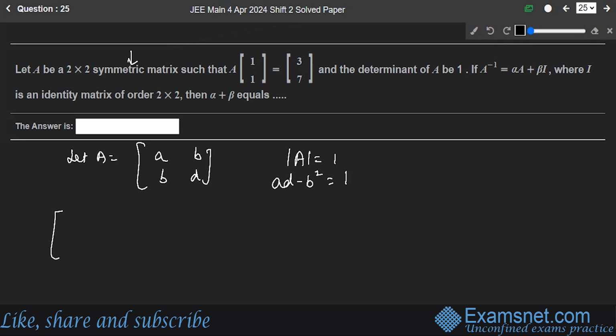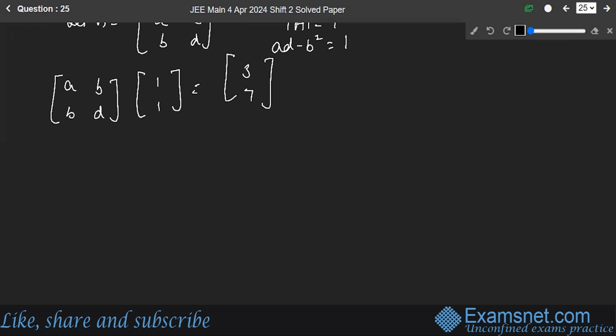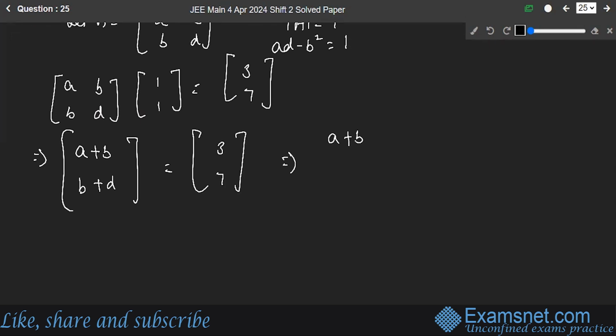Now, according to the question, A into 1, 1 matrix. So A, B, B, D into 1, 1 is 3, 7, which is equal to A plus B, B plus D is 3 by 7. This gives me A plus B is equal to 3. B plus D is equal to 7. So from here, I will take A is equal to 3 minus B. And from here, I'll take D is equal to 7 minus B.